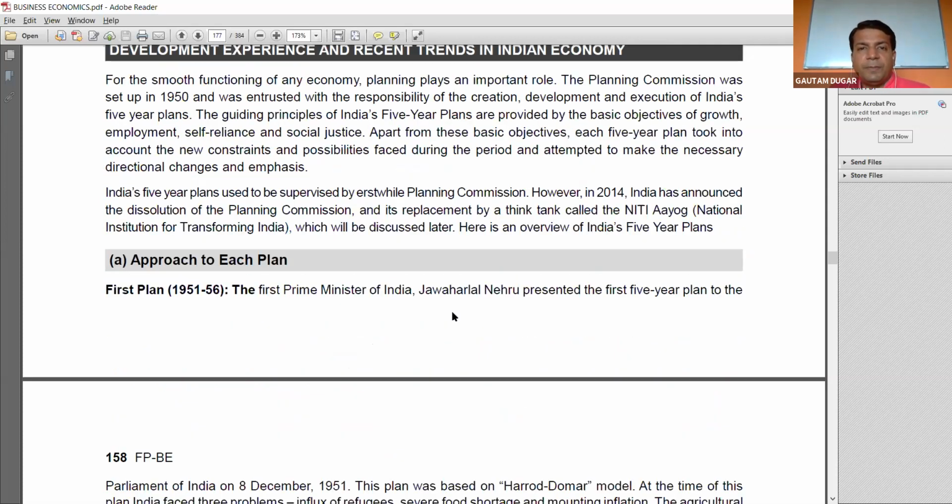Five-year plans, we said, the Planning Commission was established in 1950. Then Niti Aayog is also mentioned over here. You should know what it is. Different plans had different approaches. The first five-year plan was framed when Pandit Jawaharlal Nehru was the Prime Minister of India.